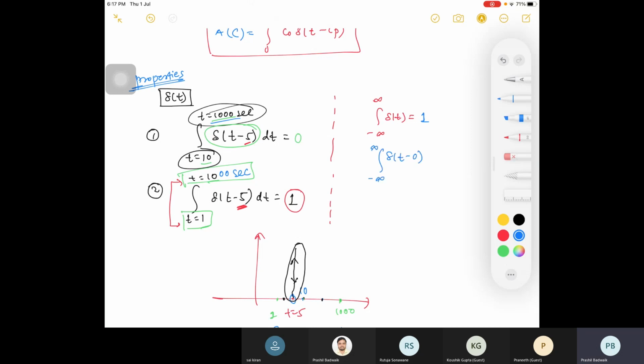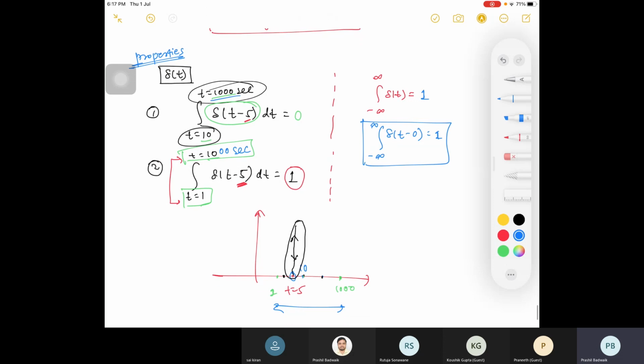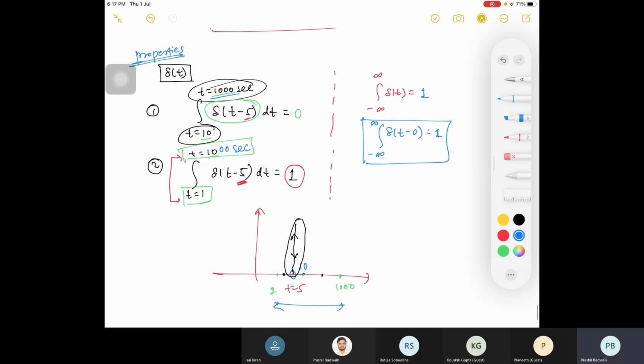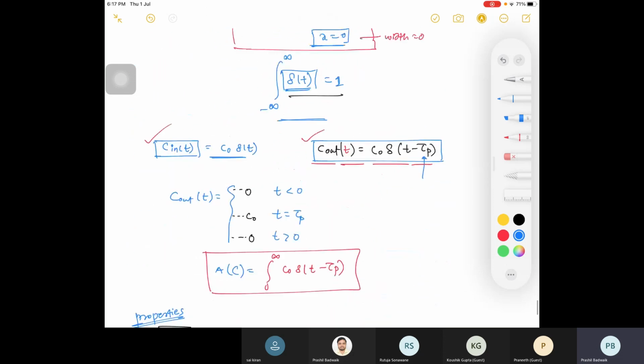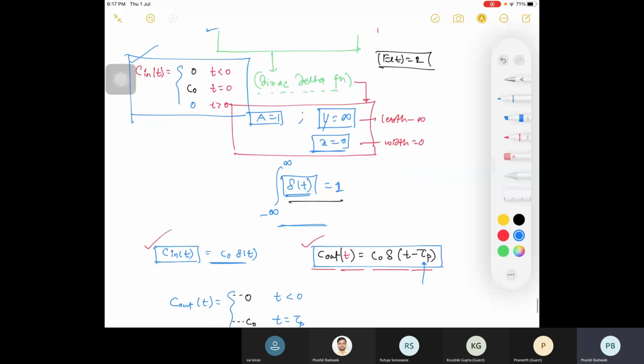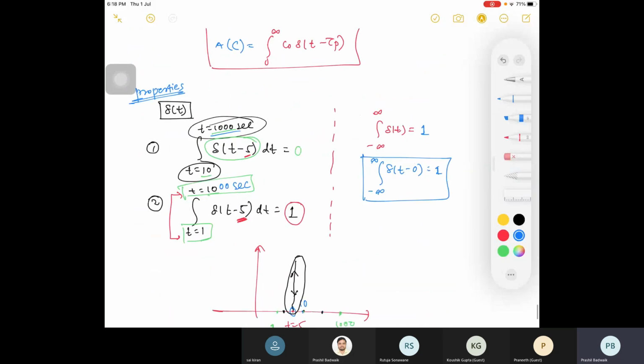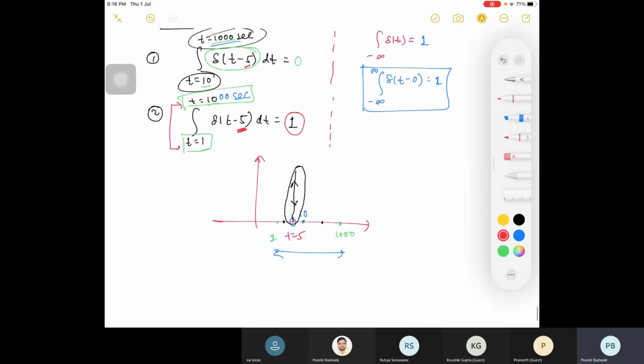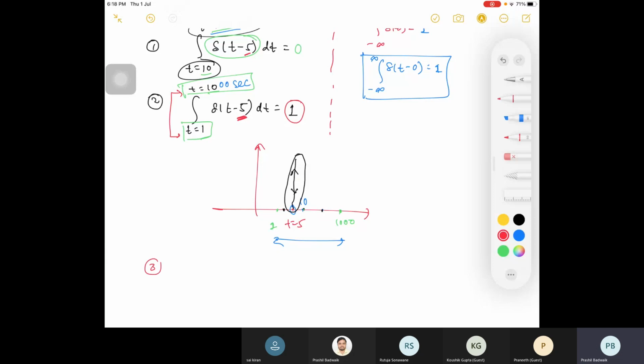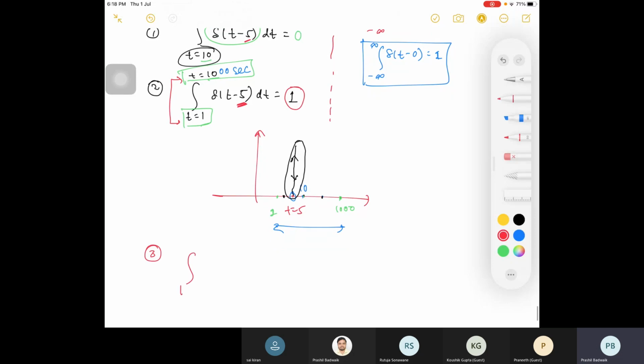You will be having del of t minus 0, right? And this 0 definitely lies between your interval. So you will be having value 1 at that time, right? So this is about your direct delta function, and that's what I drew earlier when I was explaining the definition of direct delta function. Then the next thing, the third property you can write, is from the same interval.